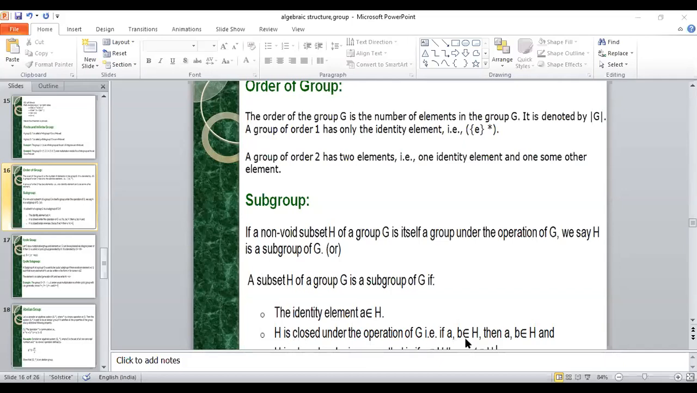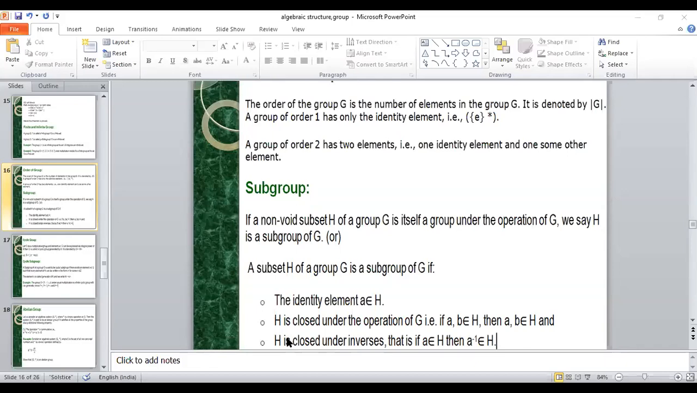That is, if a, b belong to H, then a star b belongs to H, and H is closed under inverses. That is, if a belongs to H, then a inverse belongs to H.